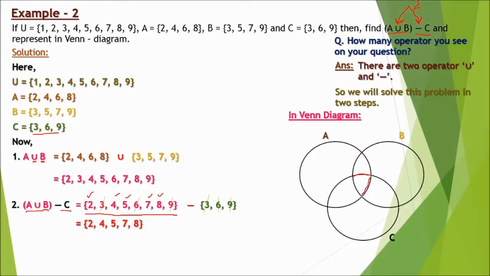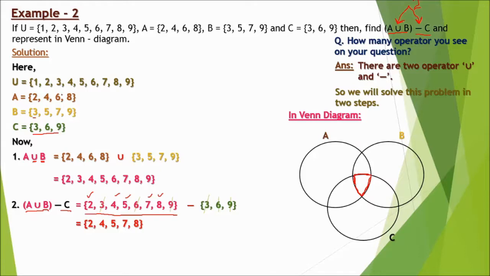First, you have to check the elements for this area. Is there any element which belongs to all 3 sets? 2, you can see only on A. 3 is there, but it is on 2 sets only. You cannot see 3 on A. 4 only on set A.